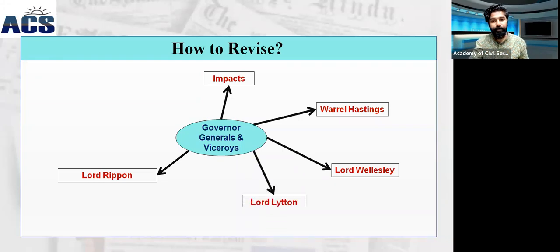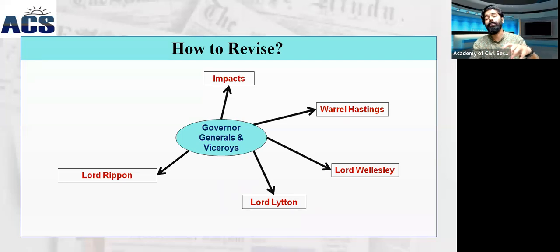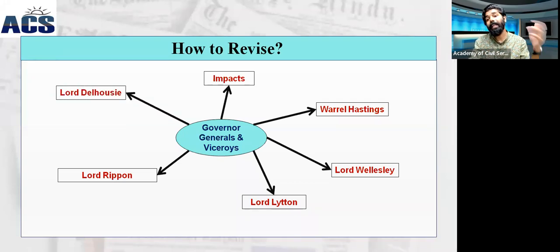The opposite of Lord Ripon was Lord Lytton. All the policies of Lytton were against India's interest, so you have to study Lord Lytton. Lord Dalhousie, the doctrine of lapse. The doctrine of lapse is also important in the case of the 1857 revolt, even in the case of Rani Lakshmi Bai. So some of the Governor Generals or Viceroys are important. You have to emphasize those and study the events associated with them.